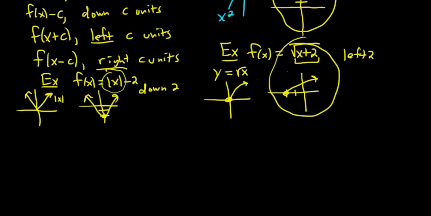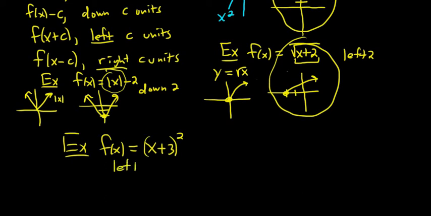Say we had f of x equals, I don't know, let's see, x plus 3, quantity squared. In this case, we're going left 3 because we're adding to the x, so it's backwards, and the base function, or the core function, is x squared. So we start with this one, and then we just take the whole graph and go left 3. So 1, 2, 3. And there's our u.